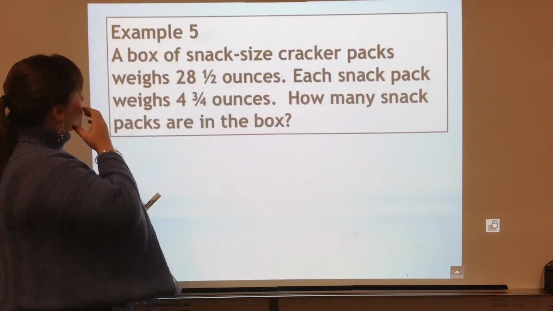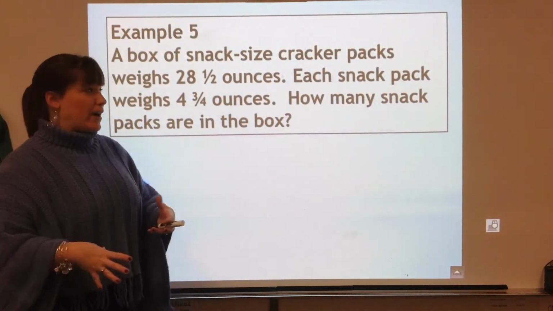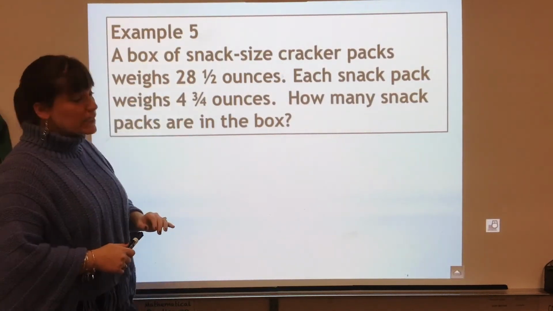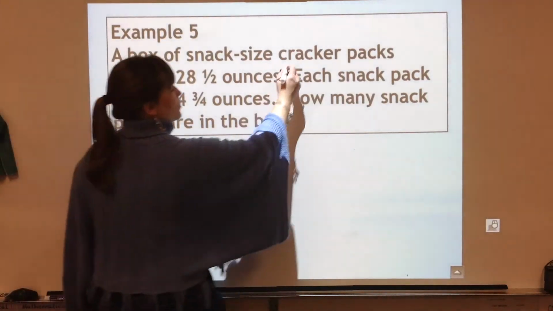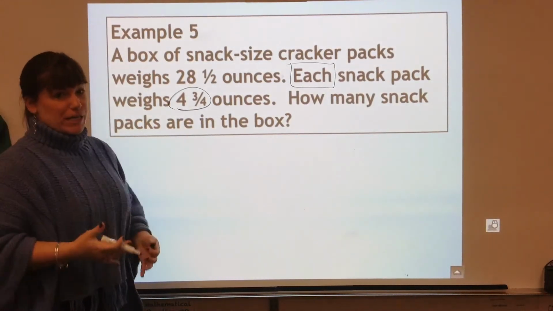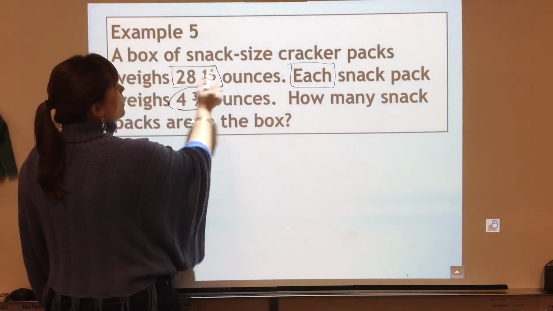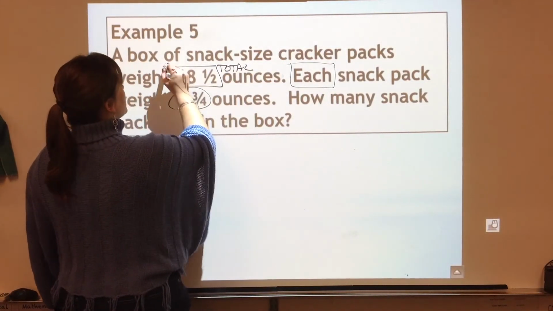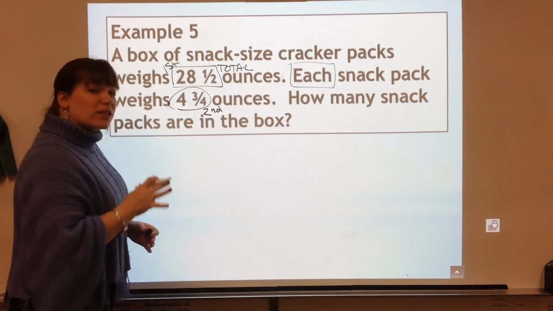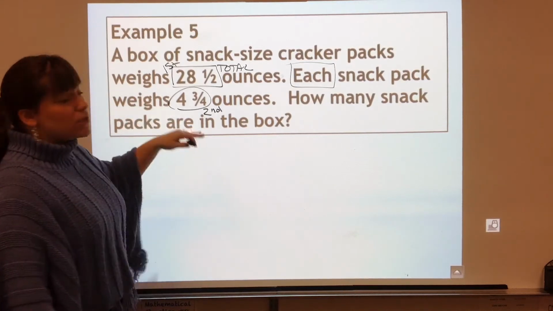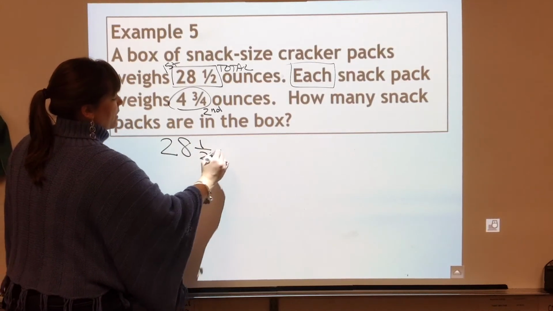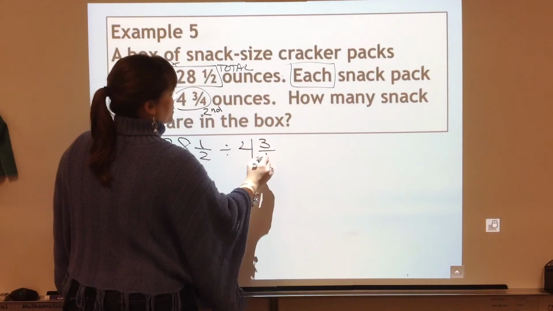One more. So in this one, we have a package of crackers, snack-sized cracker packs, and they weigh total 28.5 ounces. Each snack pack, that's important, weighs 4 3/4 ounces. How many snack packs are in the box? So this one's a little bit more clear-cut. This is our total, so that's going to be our first number, our dividend, and then the 4 3/4 is going to be our second number, our divisor, because that's what each pack weighs. So our setup, starting with our dividend, dividing by our divisor.